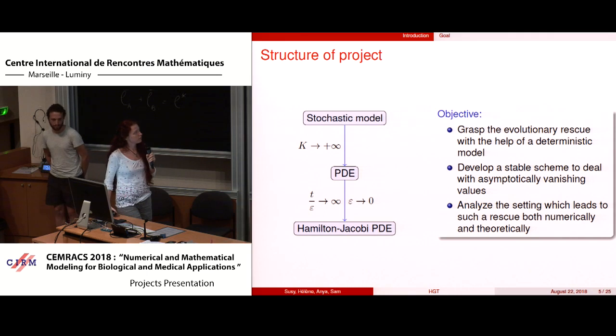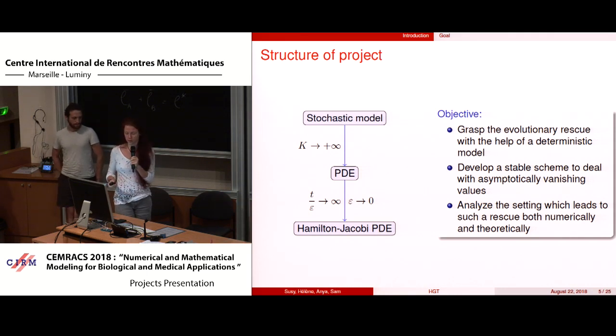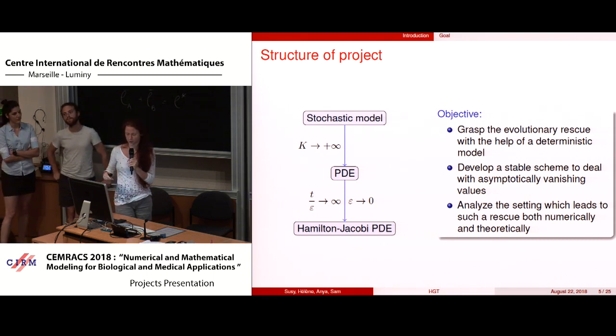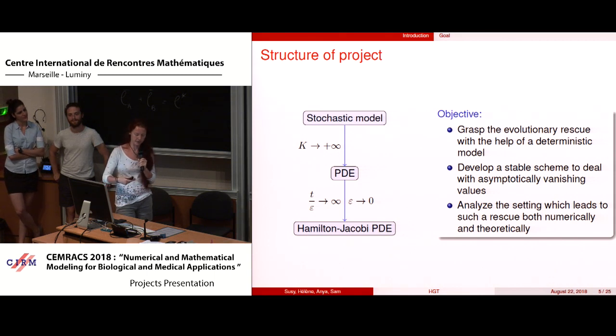So then our objective, in fact, is to study first all those models numerically, and as an intermediate step, we will also have to develop a stable enough scheme to deal with vanishing values, and that's what Alan Ivar did for us. And then also analyze, from a theoretical point of view, the setting in which we can observe either extinction or cycling behavior or just some oscillations.